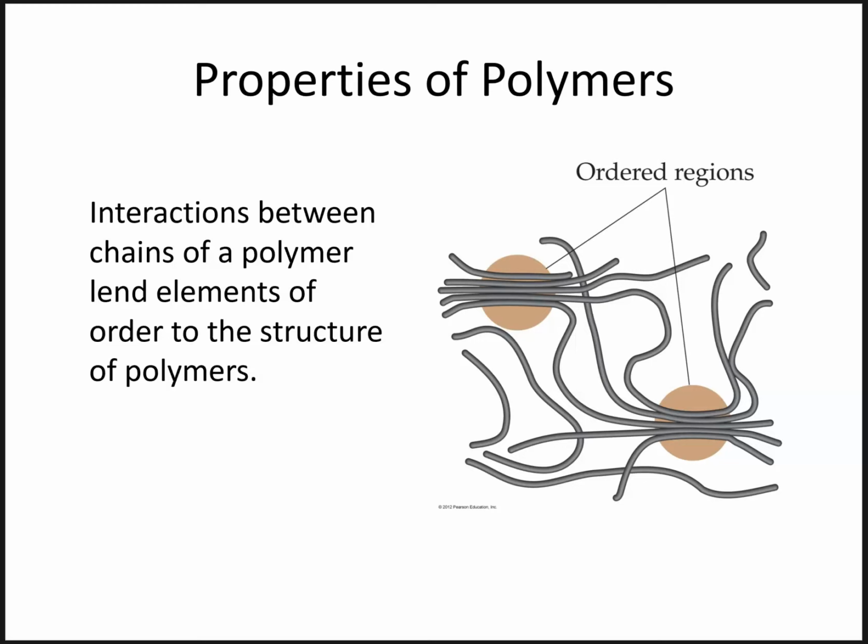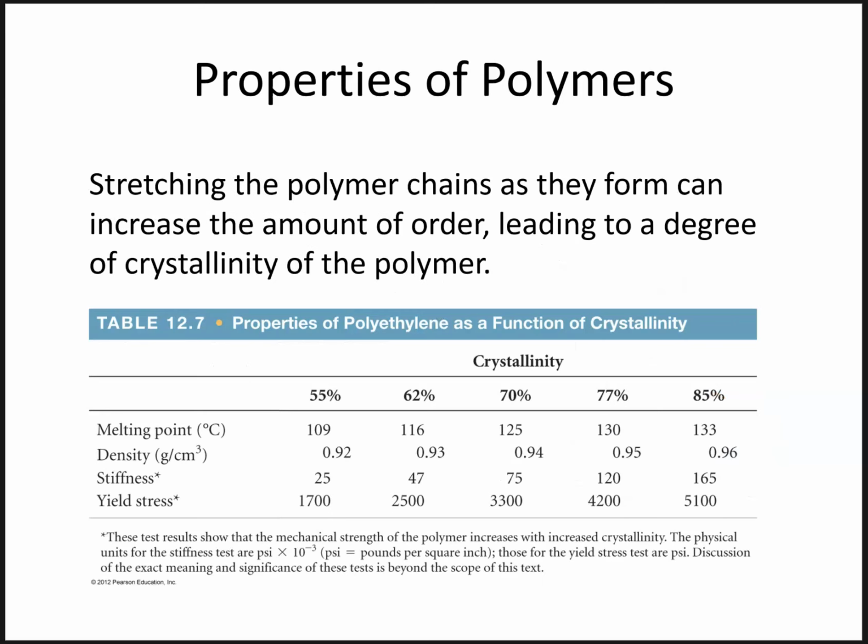So if you think about these polymers as strands of thread, when the strands of thread are just kind of haphazardly all over the place, then there's no real crystallinity to them, so there's not a lot of strength. However, if we have these threads all lining up next to each other in the ordered region shown here, then we get a high degree of crystallinity and the strength of the polymer increases. We can see this manifest itself through the melting point. The more crystalline it becomes, the higher the melting point becomes. It becomes increasingly stiffer, increasingly denser, and has a higher yield stress.